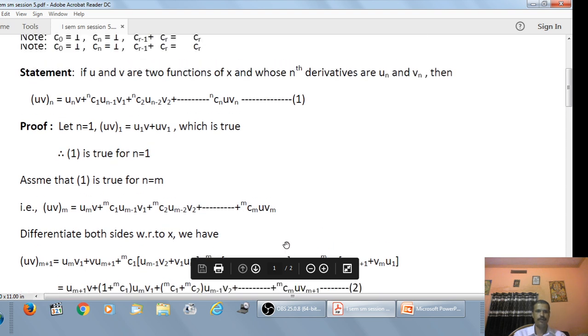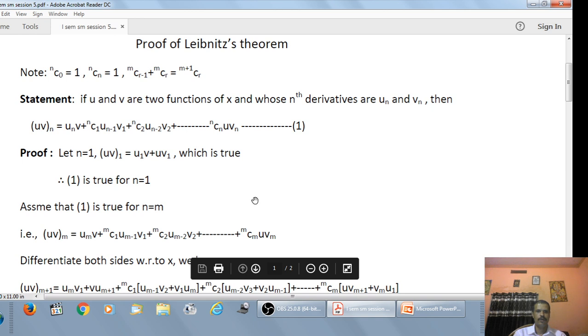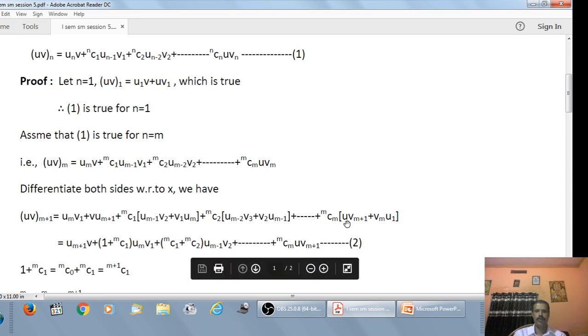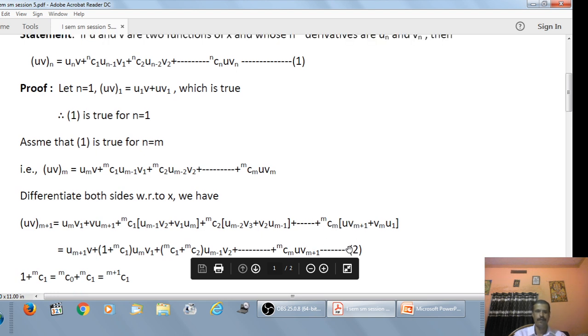In the last term, when we replace n by m plus 1, it will be u v^(m+1). This is the last term. Collect u into v^(m+1). Here it is, now mCm u v^(m+1). Call this as 2.